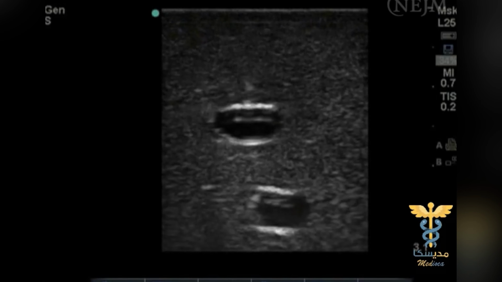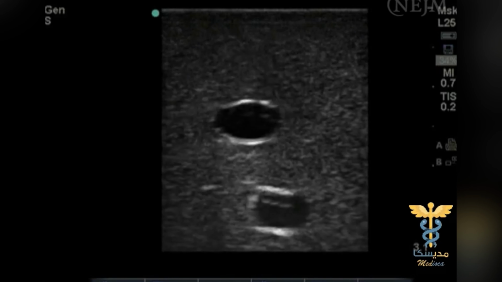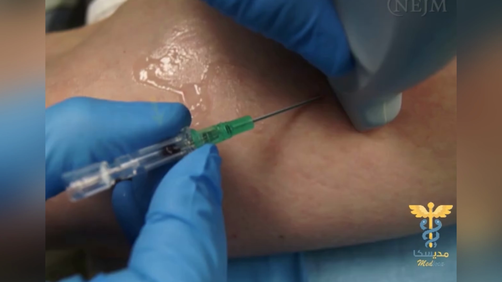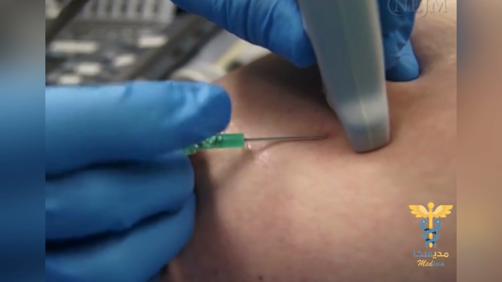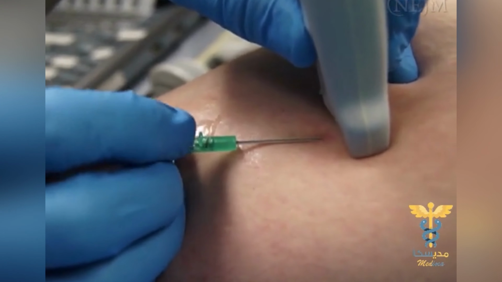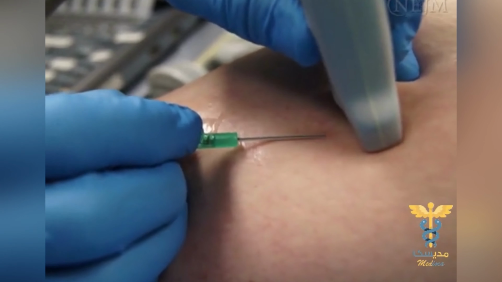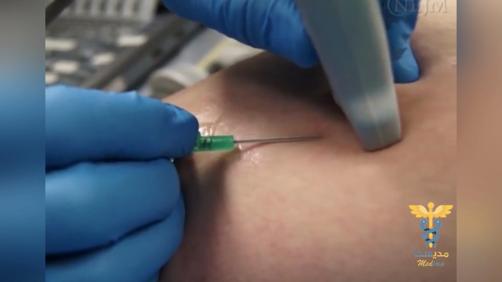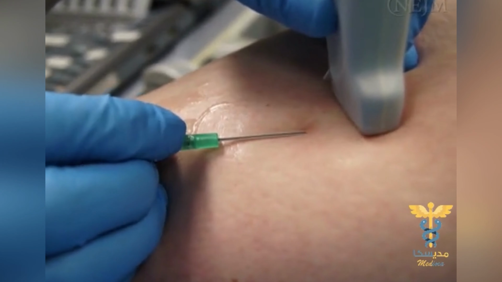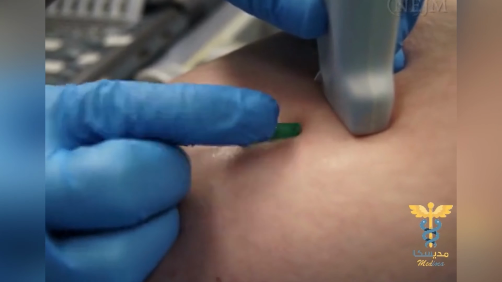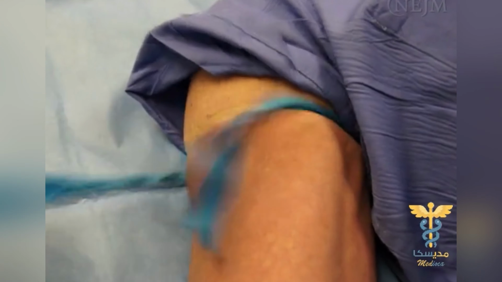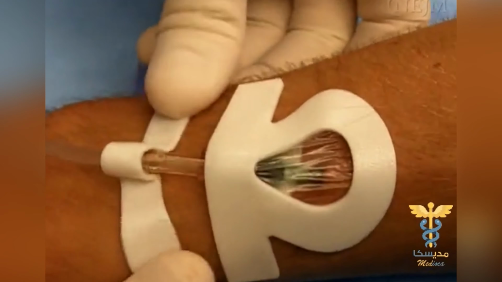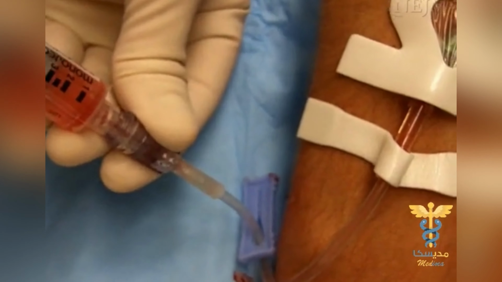Be careful not to advance the needle too deeply. Look for indentation of the anterior wall as the needle tip enters the vein. Watch for blood return. Decrease the angle of the needle and advance it 1 to 2 millimeters further to make sure the entire needle tip and the tip of the catheter are inside the vein. Hold the needle still and advance the catheter into the vein. Remove the needle and place it into a sharps container. Remove the tourniquet. Anchor and flush the catheter as previously demonstrated.